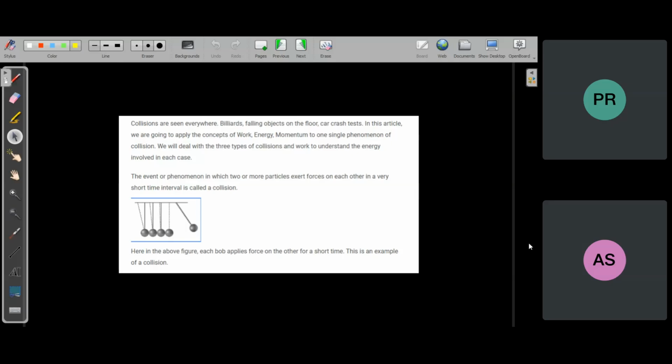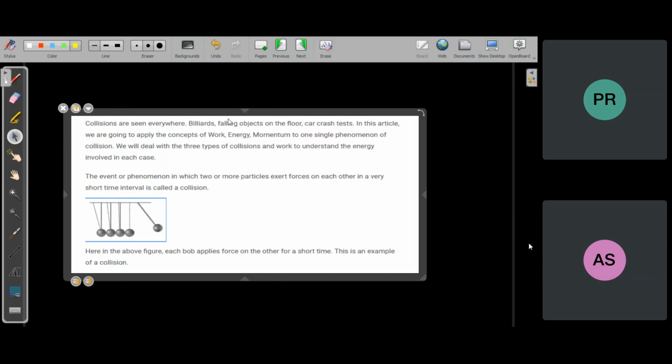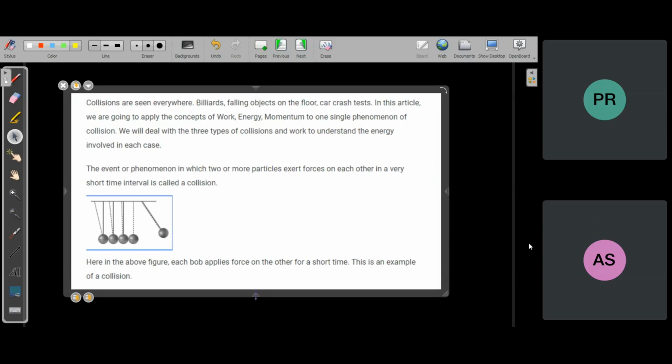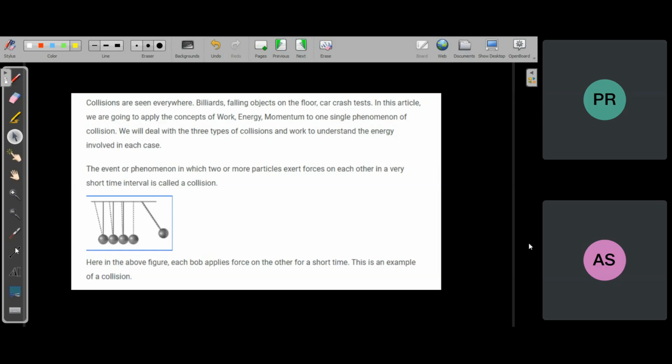So today we are going to start collision and concepts related to collision. First of all, you are already familiar with collision. How will we define collision? Collision is defined as any process in which two or more than two particles exert some force on each other, generally a large amount of force for a short interval of time. That is called collision.